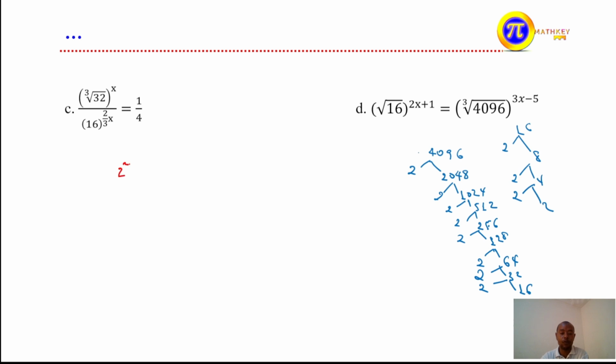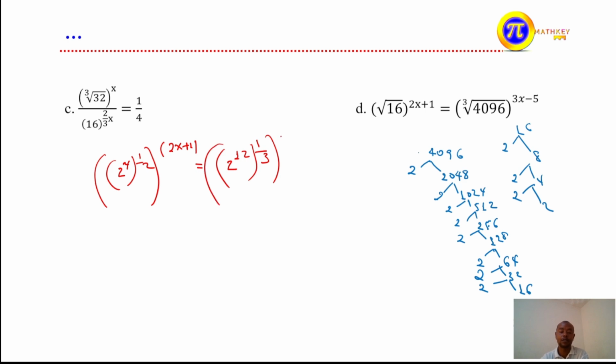16 is 2 to the power of 4, and the square root is the exponent 1 over 2. Here we have 2x plus 1 is equivalent to the cube root of 4096. 4096 is 2 to the power of 12, and the cube root means the power of 1 over 3, all to the power of the variable that we have, 3x minus 5.